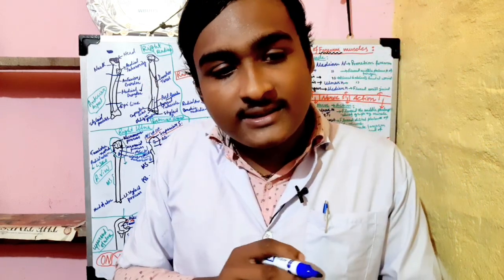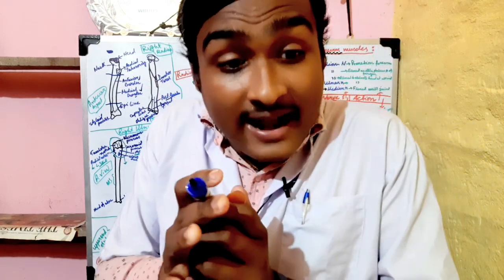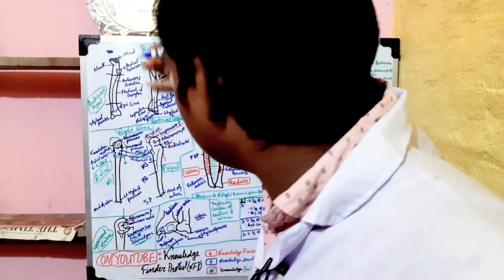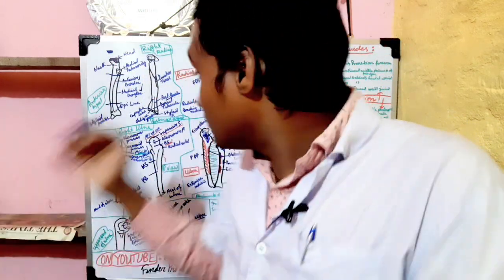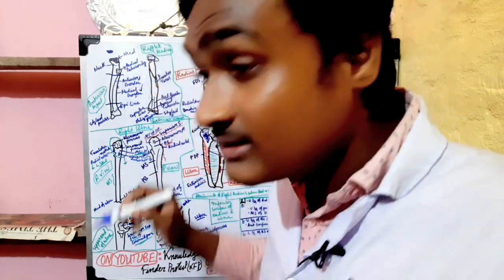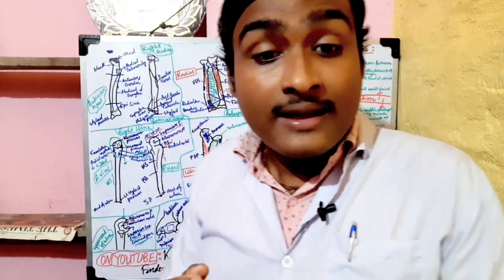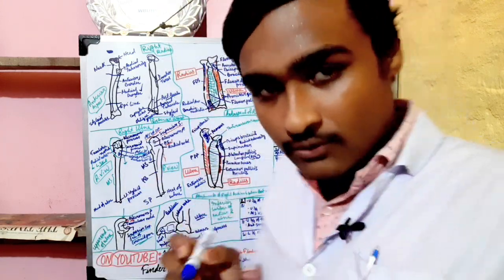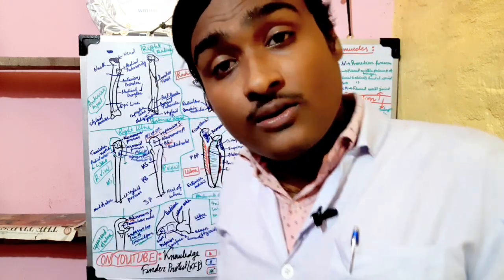And the three surfaces. What are the three surfaces? They are the anterior surface, lateral surface, and posterior surface. What is the lateral surface? This lateral surface is also called the interosseous surface because the interosseous membrane is attached there.